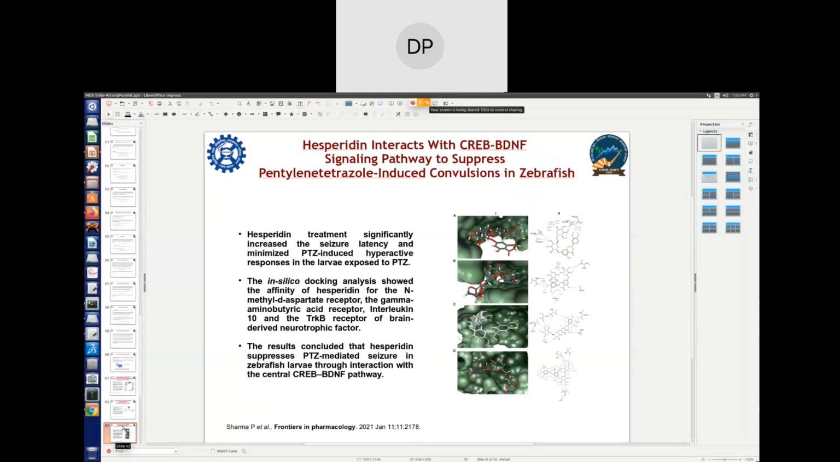Okay, so this is another work which we have done for a natural bioactive molecule. In that, we had the hesperidin molecule, and we found that it has very good affinity toward BDNF, and we proved this with the help of wet lab techniques.